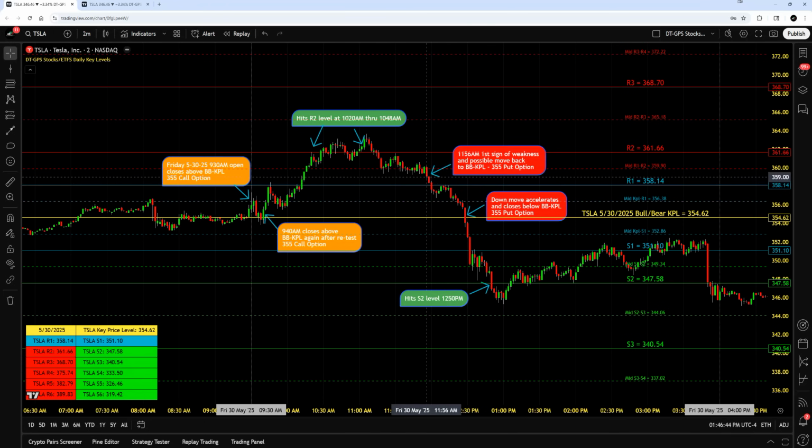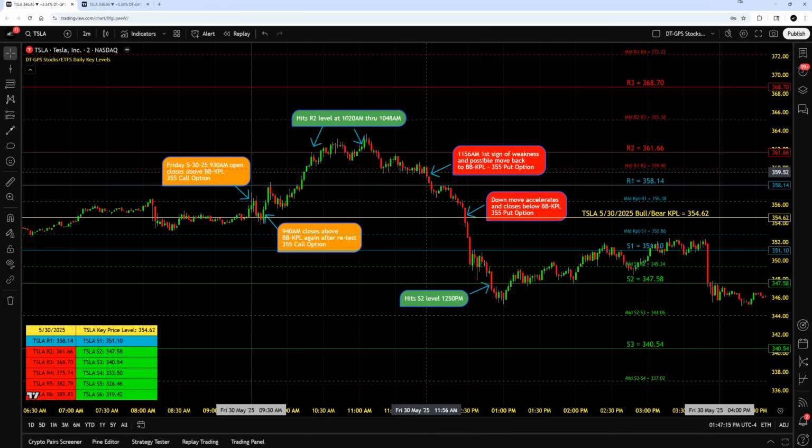But here we have the first sign of weakness at 11:56 a.m. for a possible move back to at least the bull bear key price level. So if you were inclined to be an aggressive entrant for a put option, then you would certainly consider it here, where we had a close below these wicks. This candle closed below that, so that's the first sign of weakness and acceleration here.